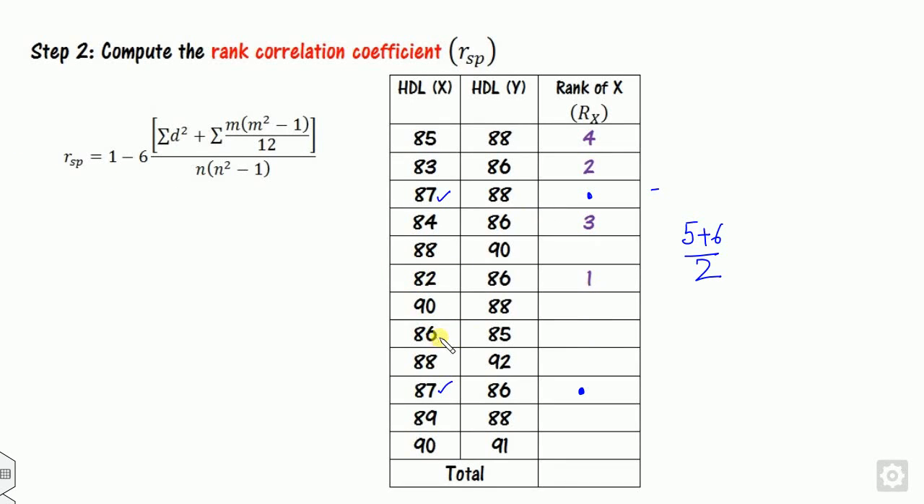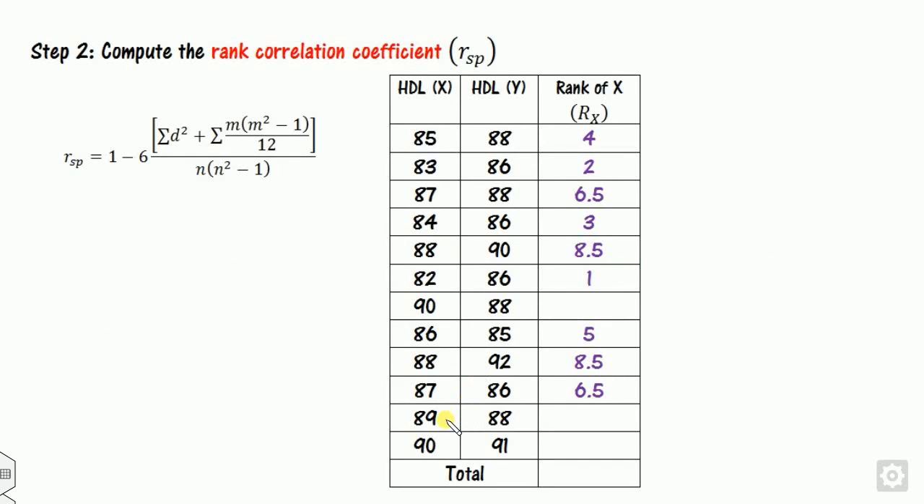sorry, it is 86 firstly. So 86 is my 5. Now 87 occurred 2 times. So what is the position? Either 6 or 7. So it is 6 plus 7 divided by 2, so now it's 6.5, 6.5. What is the next smallest number? 88, one time, 2 times. Okay, so how many numbers have we already put up? 1, 2, 3, 4, 5, 6, 7. Now it's 8 and this one is 9. So now 8 plus 9 divided by 2, so that comes to 8.5, 8.5.